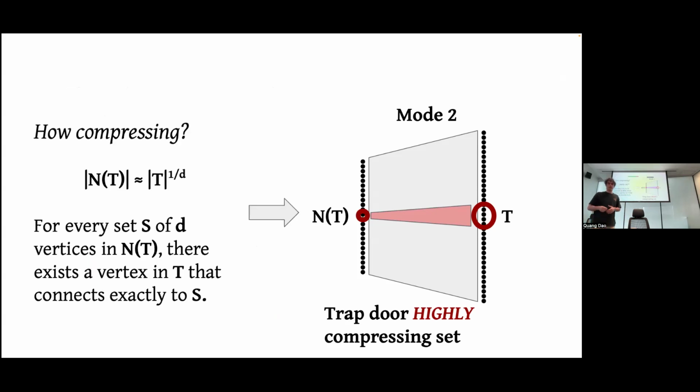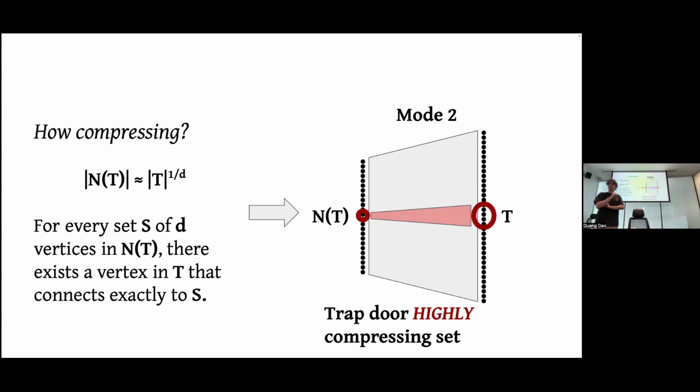Now I'll focus on this compressing component. Exactly how compressing do we need? Well, in a sense, we need it to be maximally compressing. What we mean by this is that for every set of D vertices in this neighborhood, we want there to be a corresponding vertex in T such that that vertex's neighbors are just the set we picked. So another way to think of it is that if we view the vertices in T as representing hyperedges over the vertices in the neighborhood, then we want to form a hyperclique.